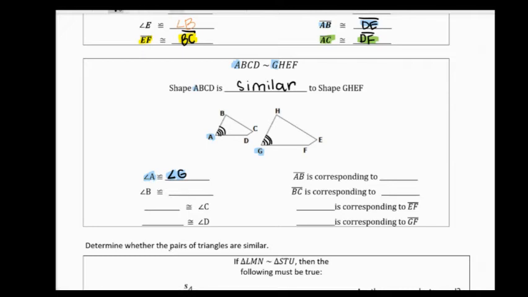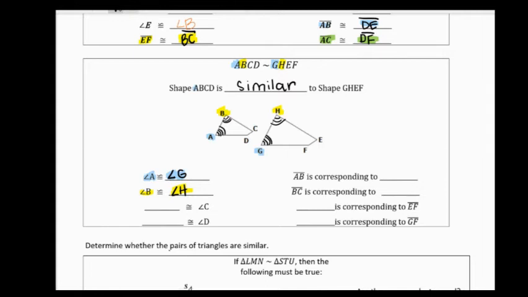Then my next angle that they talked about was angle B. That is the second letter in my shape name, which means it will correspond with the second letter of the second shape. So B and H are both second, so those must correspond and be congruent in our similar figures. So angle B will be congruent to angle H. Again, you could add the markings. I'm going to add 3 this time on both of them.